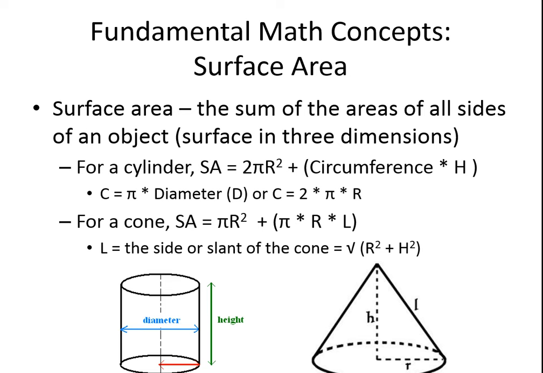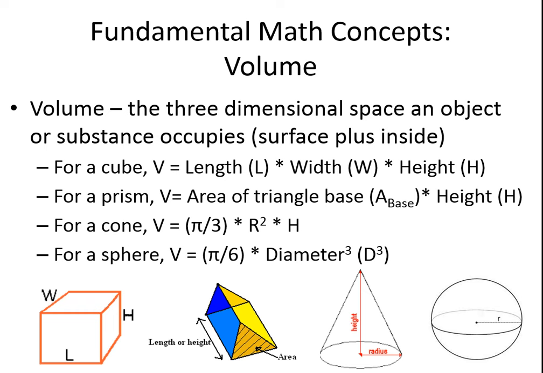And then finally, we said that volume is going to be the three-dimensional space an object or substance occupies. So it's that surface plus whatever's on the inside. And we're looking at the total space that it occupies. So for a cube, the volume equals the length times the width times the height of the object. For a prism, a triangular prism, the volume is going to be equal to the area of the triangular base times the height. And so we would need to go back to our equation for the area of a triangle to calculate the volume of a prism.